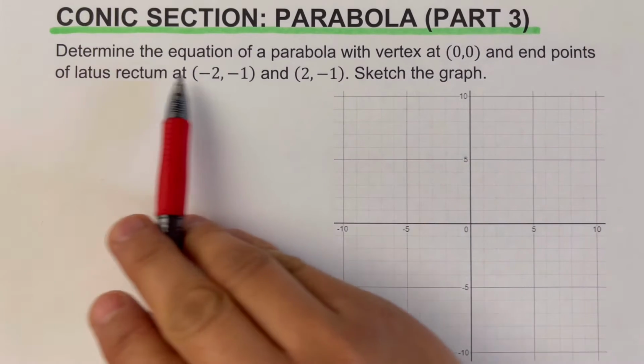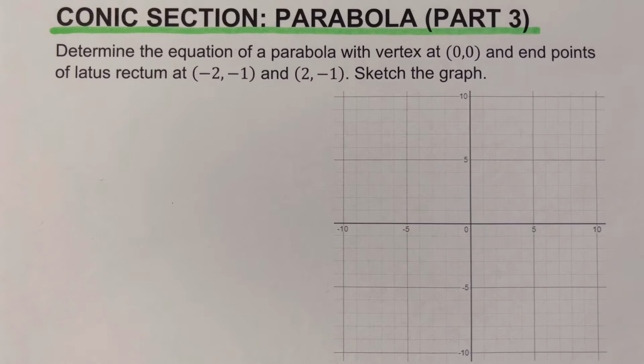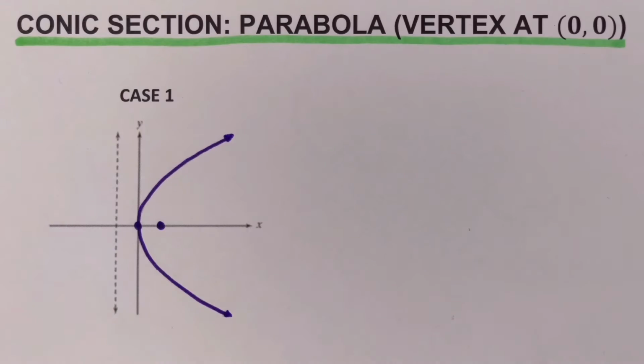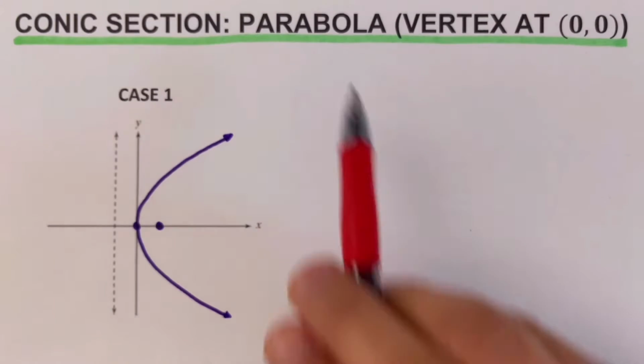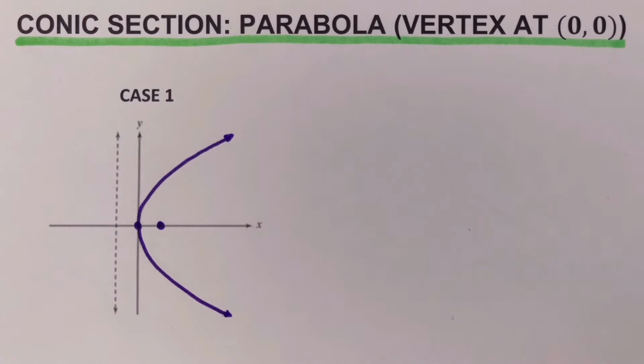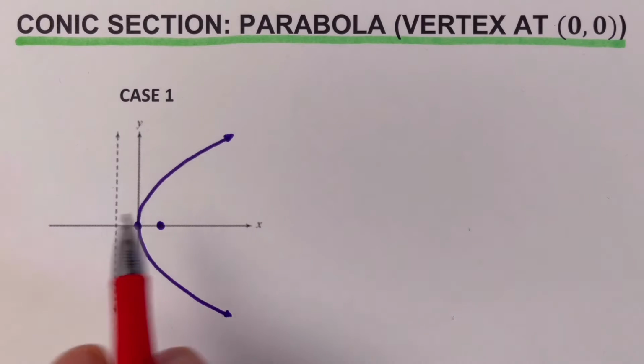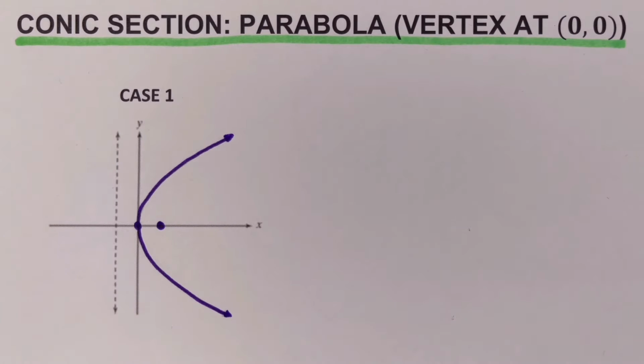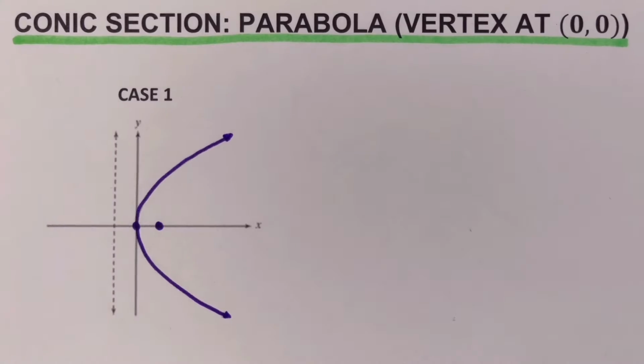Before we go over this example, let's have a review on the basics of a parabola with vertex at the point of origin, or at (0, 0). There are four cases of a parabola with vertex at (0, 0), and this is the first case. Before we go over the details of the first case, let's have the parts of a parabola.